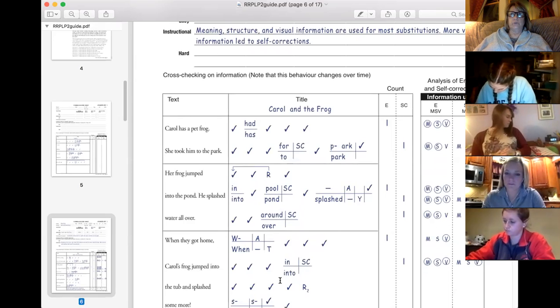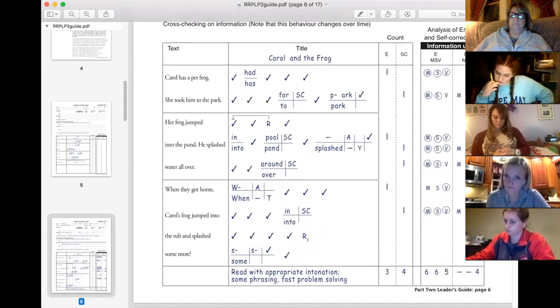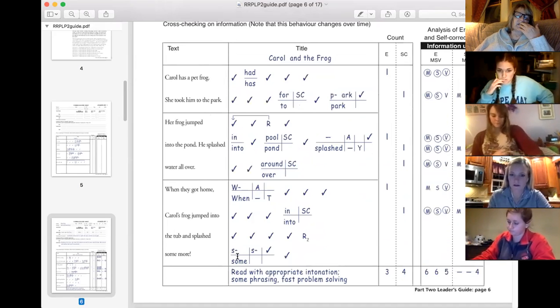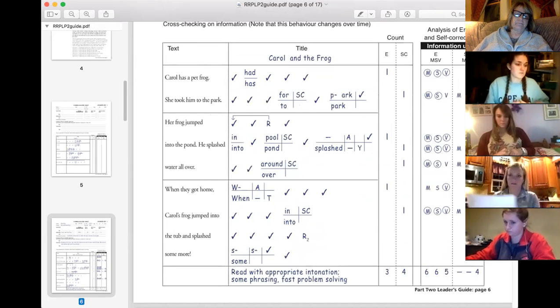In for into, self-corrected it with visual. Same as the one above, MSV, self-corrected it. So this, I can't even say, didn't do anything wrong, so it's not counted as an error. So we don't MSV it.